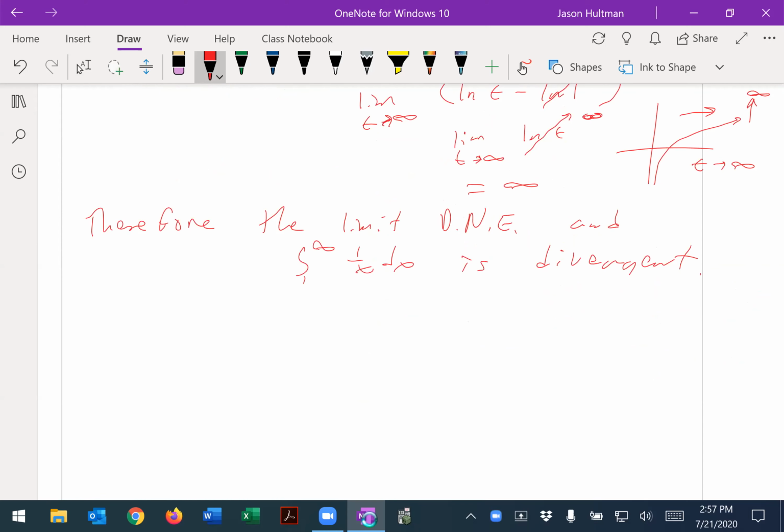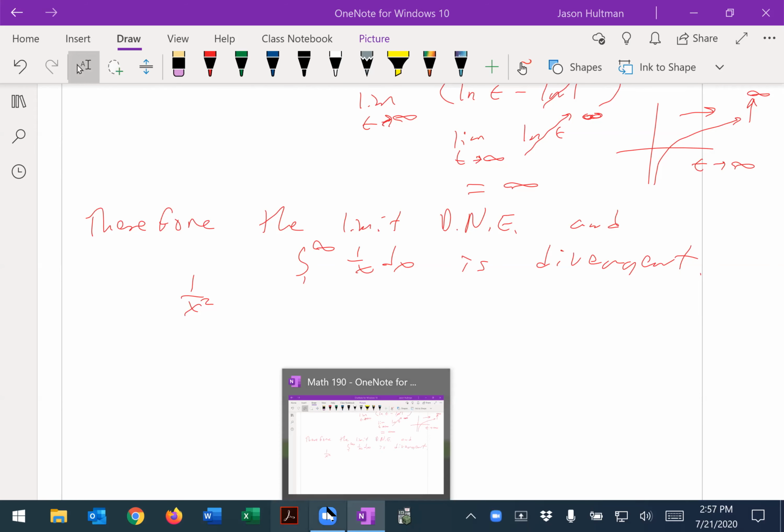When I look at 1 over x squared, this is going down really fast. So 1 over x squared. Maybe we'll just bring up Desmos real quick.